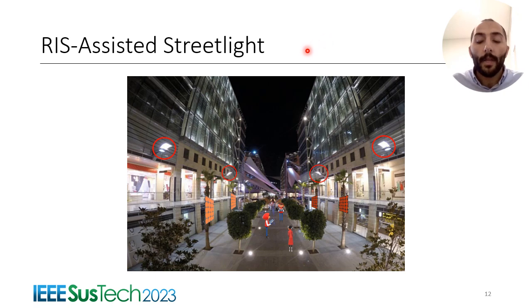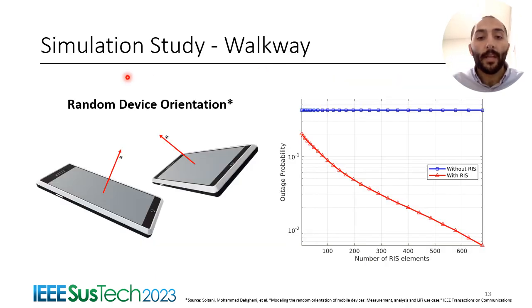Now, to highlight the merits of considering RISs in outdoor VLC systems, we carried out a simulation for a walkway scenario in an urban area. Here some pedestrians are distributed in the scenario, and they receive the signals from VLC transmitters, circled in red, and we have some RIS arrays to support the communication. Also, to mimic a practical scenario, instead of assuming that the devices held by the users are pointing upward, we assumed random device orientation, where we adapted one of the known models for random device orientation.